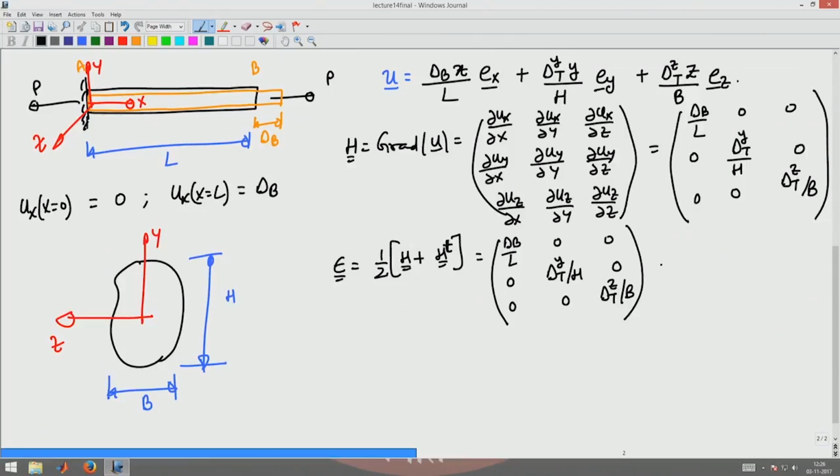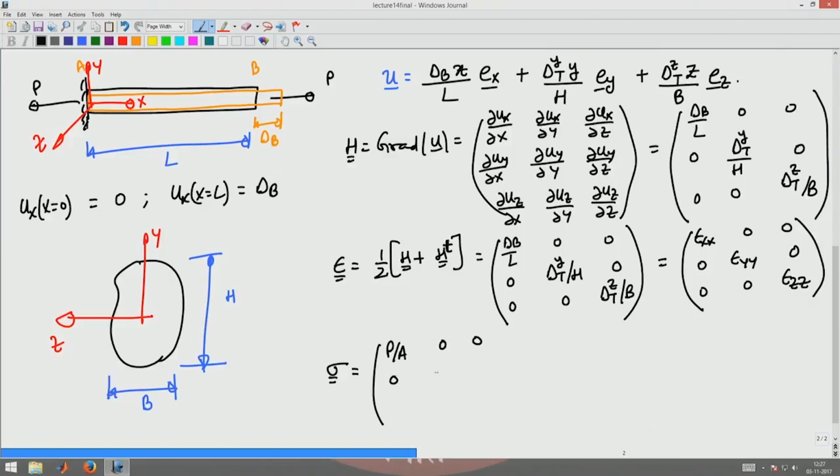Now, what is the stress corresponding to this? I can rewrite this strain as epsilon xx 0 0, 0 epsilon yy 0, 0 0 epsilon zz components of the strain. So, I will rewrite it as this. Now, I want to write the stress matrix. I know I am applying a force only along the x direction. So, from there I infer the components of the stress in the prescribed xyz coordinate system will be given by P by A 0 0, 0 0 0, 0 0 0.